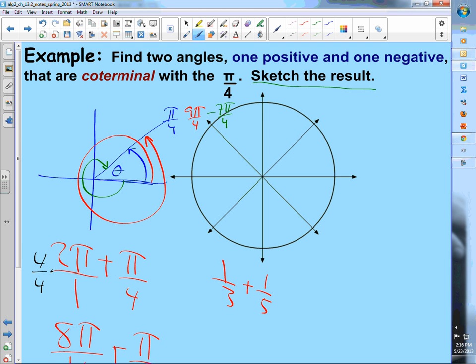You could have done 17 pi over 4 also. You could have done 25 pi over 4. You have all kinds of options, but the more times around, it gets kind of muddled. You start here and you go, okay, 1 time around, 2, 3, there's my angle. It gets kind of confusing. So if you go to that, you might want to do 1 per coordinate plane.